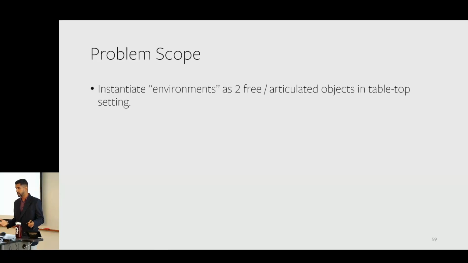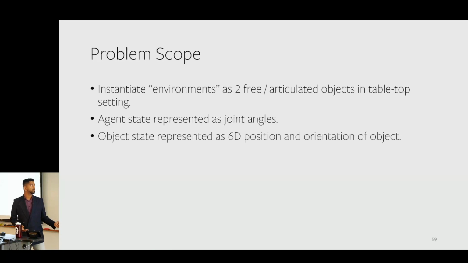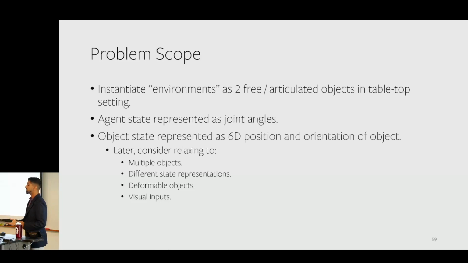Agent state is represented as joint angles. Object state is represented as 6D position and orientation of the object. And you can later consider relaxing this to multiple objects, different state representations, and deformable inputs, and so forth. And I'm happy to talk about how I think we can do that after the talk.